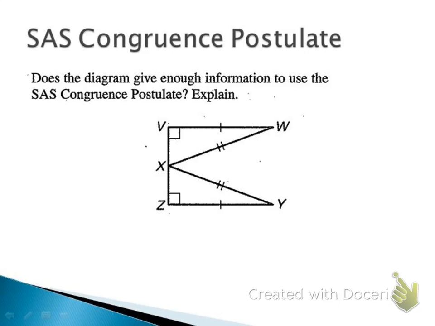So V goes with what? Z. So we have two angles that are corresponding and they're congruent, so that's good. ZY goes with which one? VW, good. And then you can see XW and XY go together. So let's talk about this. Is V the angle between the sides that you know are congruent?